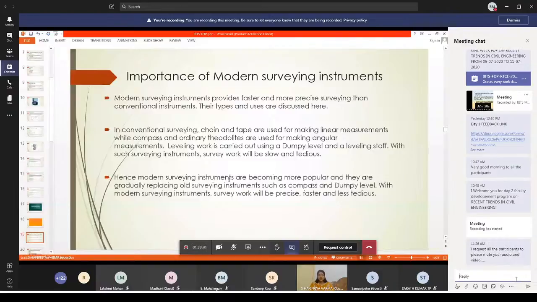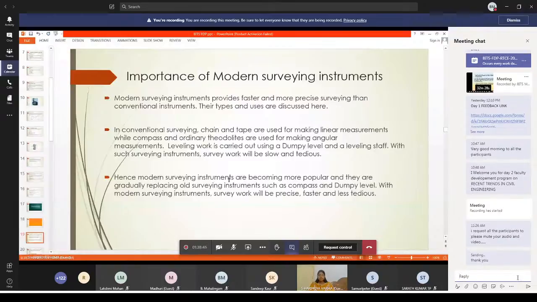Hence, modern surveying instruments are becoming more popular and they are gradually replacing the old surveying instruments such as the compass and dumpy level. With modern surveying instruments, survey work will be precise, faster, and less tedious. So the types and uses are discussed here. The modern surveying instruments and their uses.